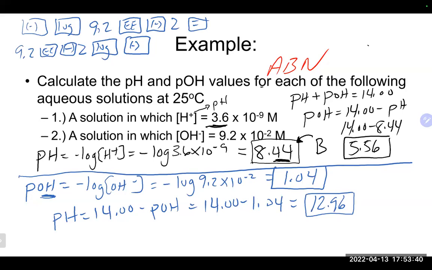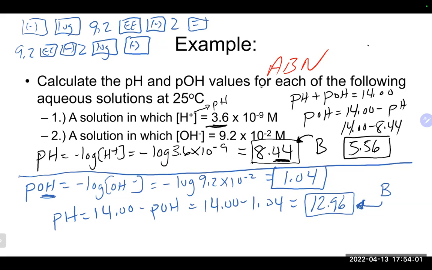Acidic, basic, or neutral on this one? Also basic, looking at the pH value, which obviously is above 7 in this case. Any questions on any of those there?